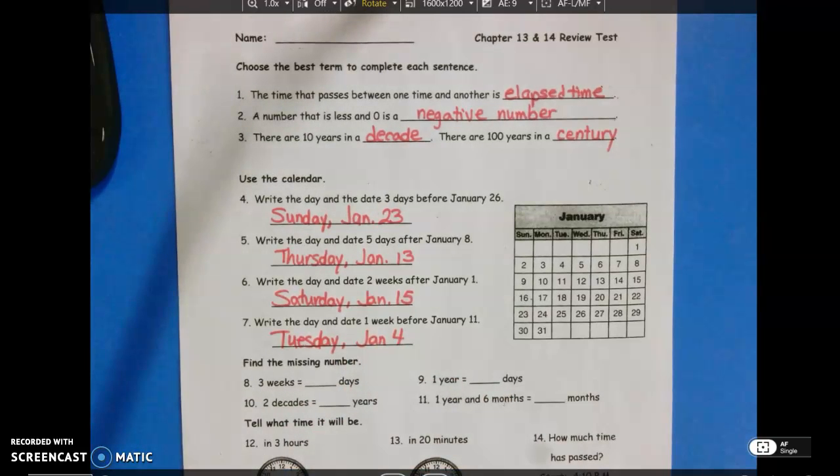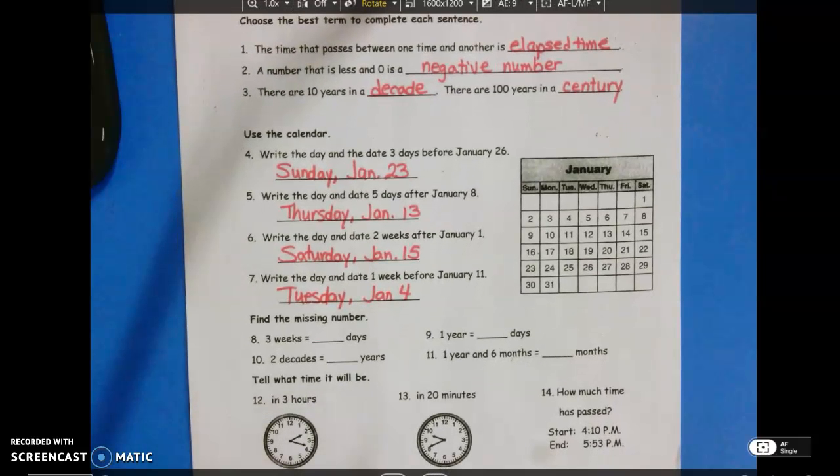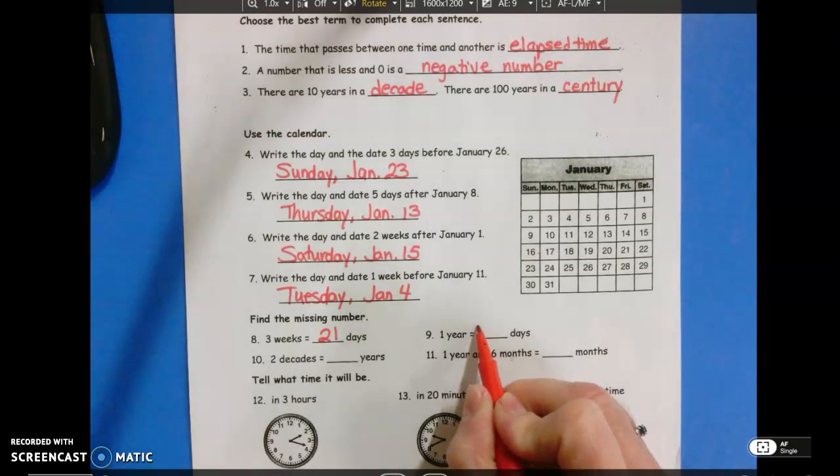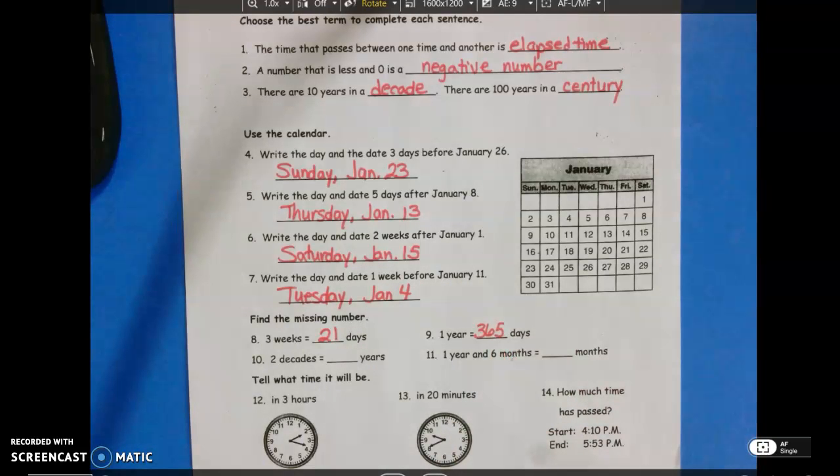When we're thinking about a little bit longer amounts of time, 3 weeks. How many days are in 1 week? 7. So bigger to smaller, I multiply. 3 times 7 is 21 days. 1 year, this is a good number to know in life, is 365 days in most years.